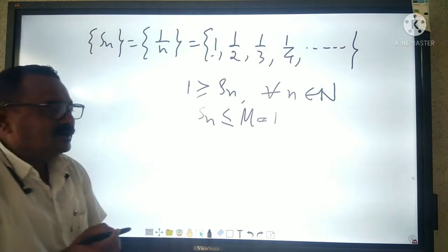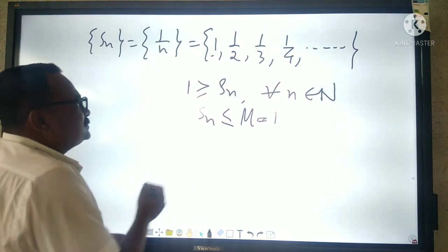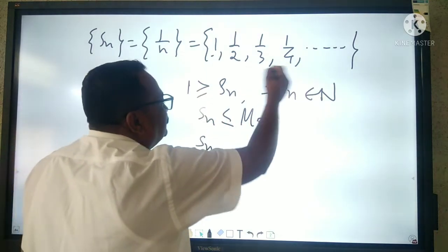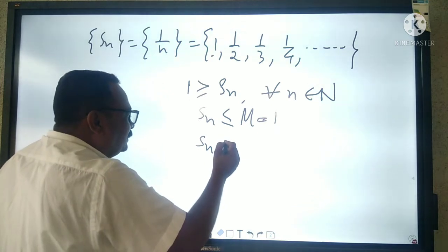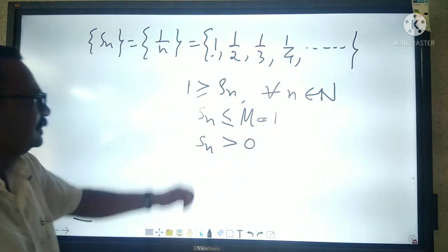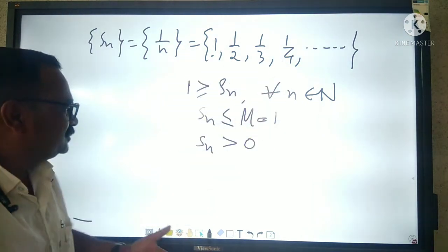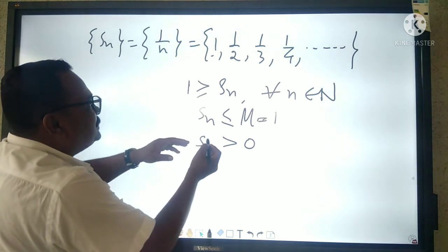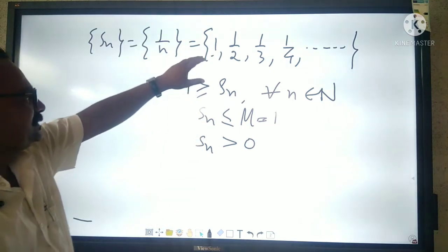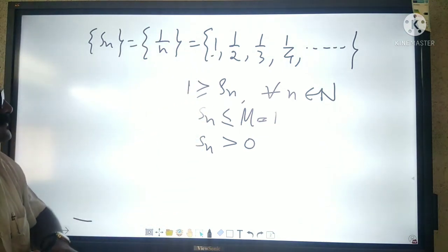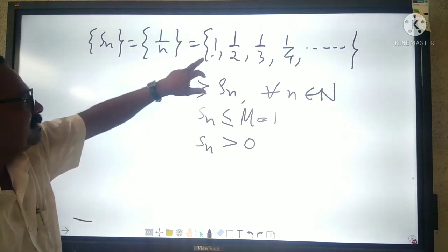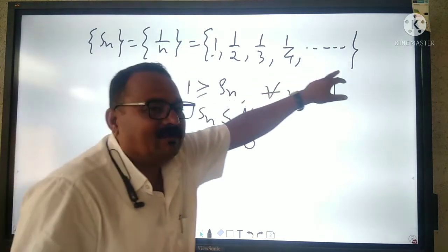Now, is this sequence bounded below or not? We have to check it. See clearly, any term in this Sn is greater than 0. Am I right? Each term is greater than 0. So we can say that the sequence Sn is bounded below also. So this is an example of a bounded sequence. The sequence 1 upon n is bounded above by 1 and bounded below by 0.